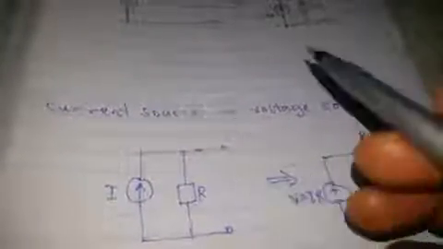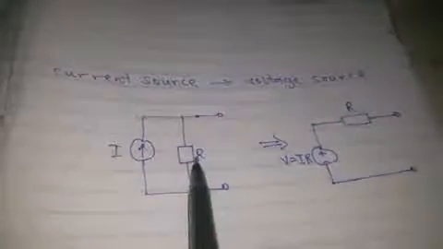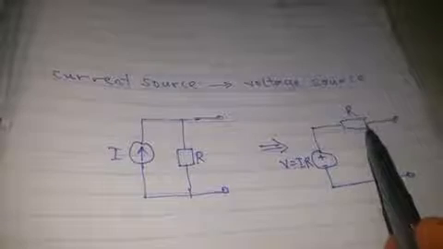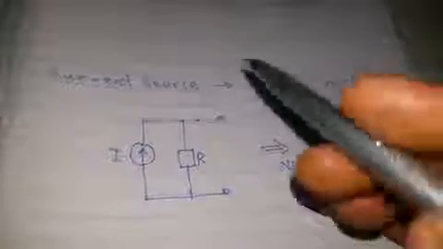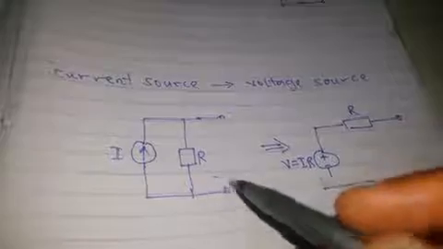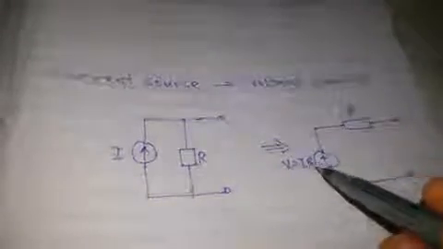Now we'll move on to the next, which is converting a current source to a voltage source. Converting a current source to a voltage source is the reverse of what we just saw. That means the current source must be in parallel with the resistor, and in converting it, it will be converted to a voltage source in series with that resistor. So you now have V equal to IR. Voltage is IR. Let's see an example here.